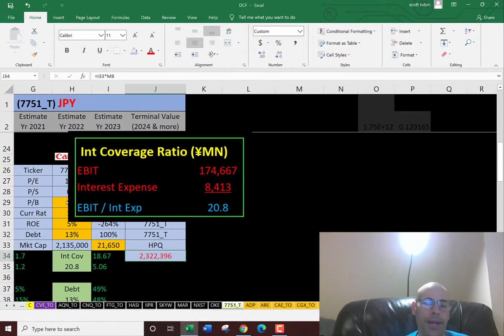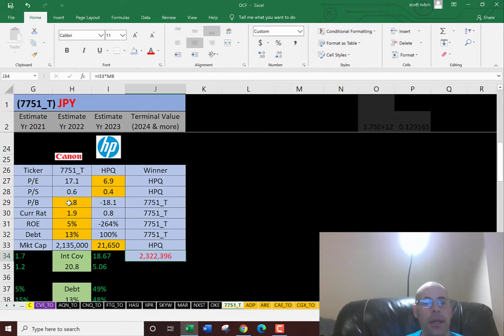The best way to look at ratios is to compare them to similar companies. I also did a video on HP, and that's right here, and Canon's right here. On the PE ratio, HP has a better PE ratio. HP has a better price to sales ratio. Canon is better in price to book, current ratio, ROE, and debt. HP is 100% debt, so they have negative ROE and negative price to book. HP is also a bigger company. If you convert the 21 billion market cap to Japanese yen, they're at 2.3 trillion yen, and Canon's 2.1 trillion yen.